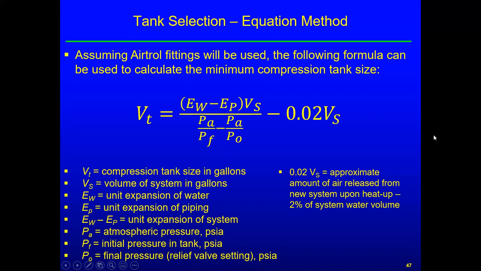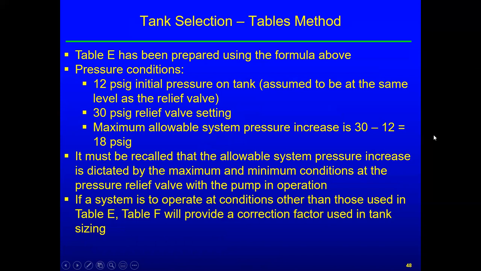Or we can go to Tables E, F, and G. That equation above. And these are kind of standard conditions, but again, any particular project or building may be well off of these and would have to be adjusted. But a fairly common would be 12 PSIG initial pressure on the tank, assumed to be at the level of the relief valve. So the relief valve is right there and sees its initial pressure would be 12.